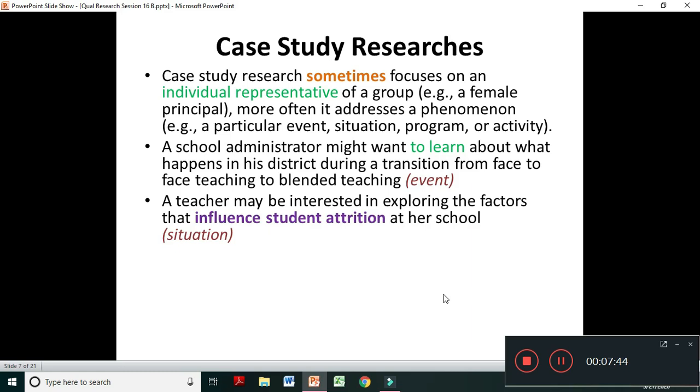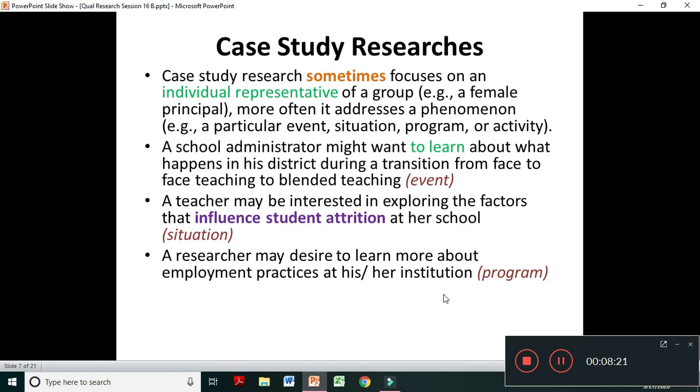There is another example. A teacher may be interested in exploring the factors that influence student attrition at her school. I've highlighted it in a purple color that a case study may be done to explore the factors that influence student attrition in a school. So this is a study of a situation. If a researcher is exploring the factors that influence student attrition, it is a case study of a situation.